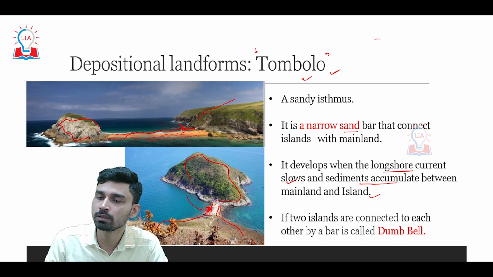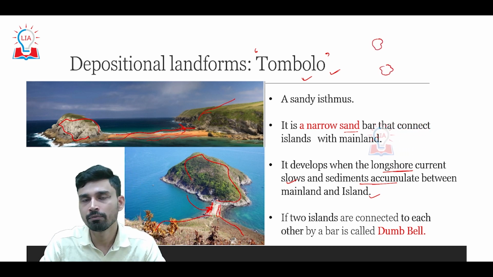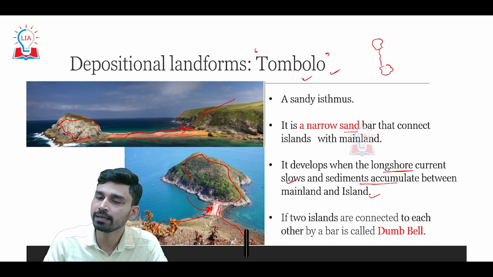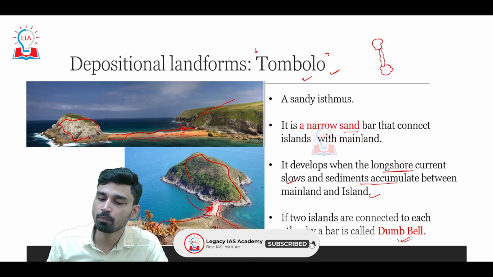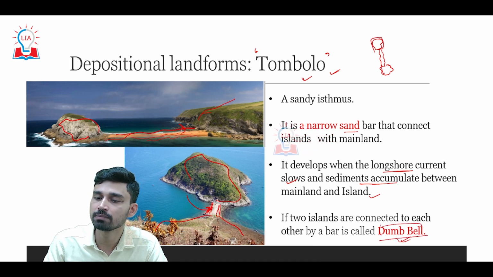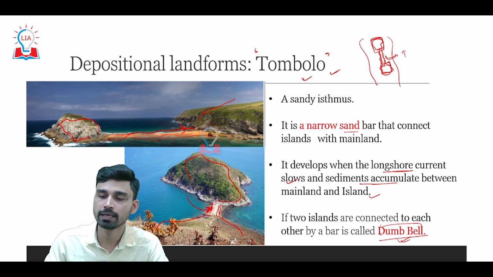Sometimes it is quite possible that two islands present in the sea away from the coast might also get connected due to the development of a sandbar, and in that case such tombolos are called a dumbbell, because if you look at this, the shape is very similar to a dumbbell, where you have two islands on two ends and then we have a handle. That handle is a type of tombolo, and due to this reason it is called a dumbbell.